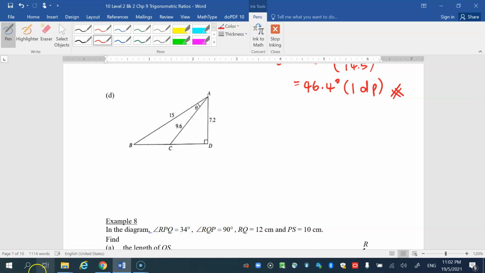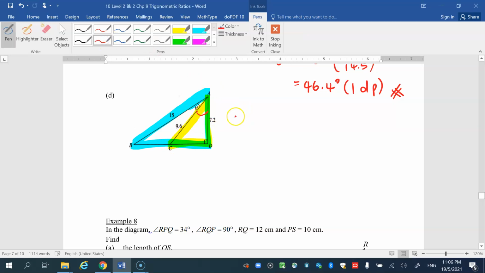Now, let's look at the diagram first. In this diagram, you can actually see that there are two right angled triangles. Okay, one is triangle ACD, the smaller one over here, and one is triangle ABD, which is the bigger one over here. Both are right angled triangles. So let's look at triangle ACD first. We can actually find the angle over here because we have 7.2 and 9.6 given, right, for triangle ACD. So we actually have the adjacent side 7.2 and the hypotenuse 9.6.